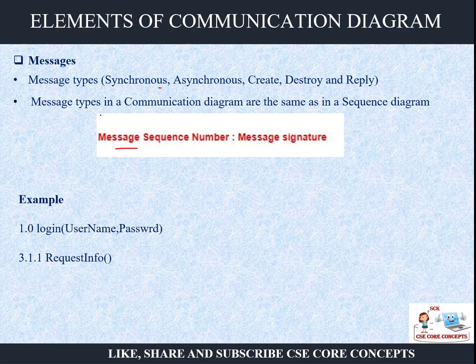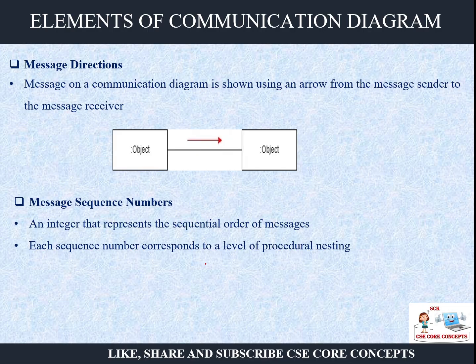But here you have to represent the message in a different form. Every message is given a sequence number and then the data and message. Let's say, for example, you have a message called login username password, and the numbering you have given is 1.0. Another is, let's say, a requesting information message, with the numbering 3.1.1. The direction of the message is shown using an arrow, from which object to which object you are sending the message.